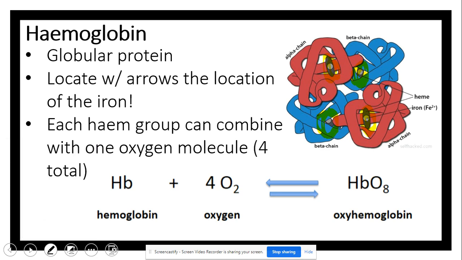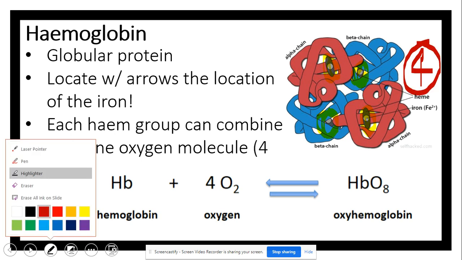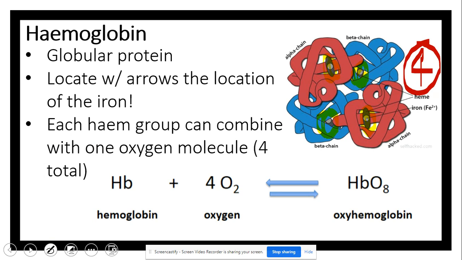So each heme group, and you have 4 of them, each heme group can combine with 1 oxygen. So a saturated hemoglobin can carry 4 oxygen molecules. A saturated hemoglobin molecule is called oxyhemoglobin. All these big, long hemoglobin words are going to become really important, so keep an eye on it.